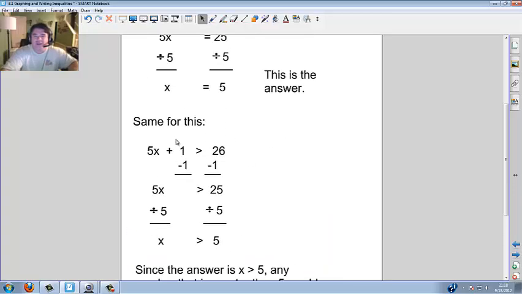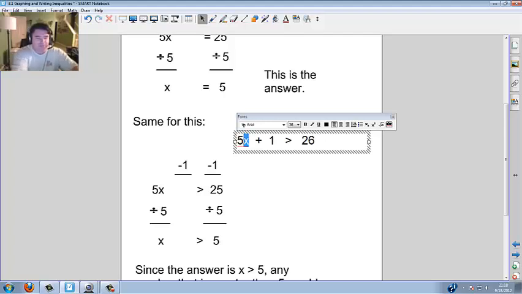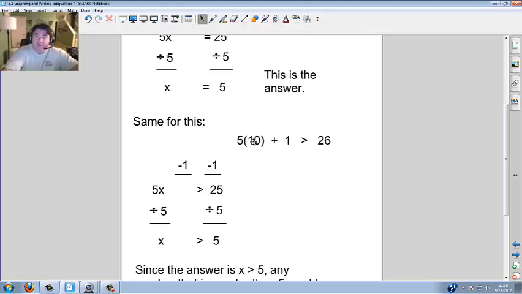So let's just say I tried 10 in this equation here. I'll just move this over. So let's say x was 10. The question is, would this be correct? Well, 5 times 10 is 50. 50 plus 1 is 51. Is 51 greater than 26? Of course it is. So that's just an example. Anything more than 5 would do that.